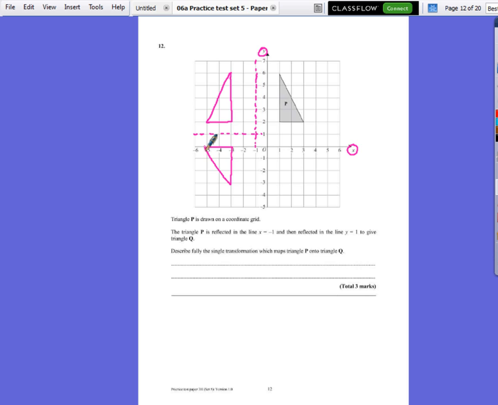It says describe fully the single transformation that maps P onto Q. So this shape here is the Q. We can see that it's been a rotation round to here. So straight away we get the first mark for putting rotation. It has been a 180 degree rotation, because 90 degrees will get it into this quadrant, so 180 will get it into this quadrant. With 180 degrees we don't need a direction. And we can see that the centre of rotation will be where the two lines cross, so about -1, 1.